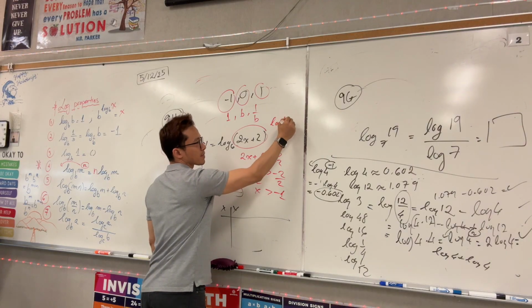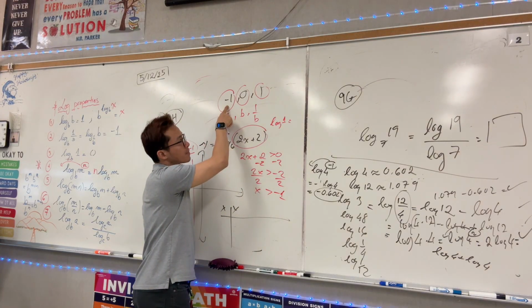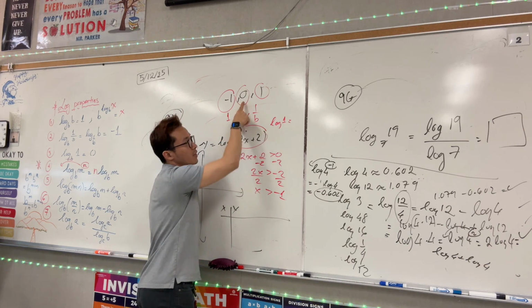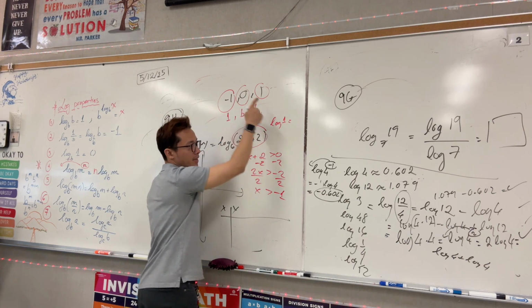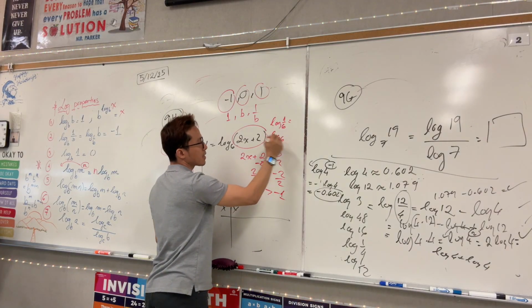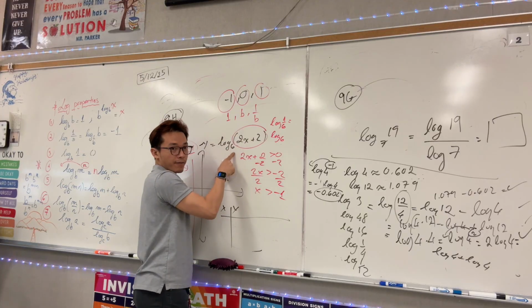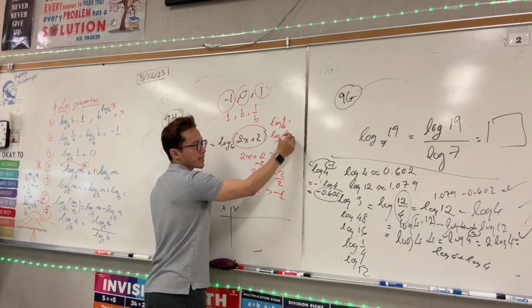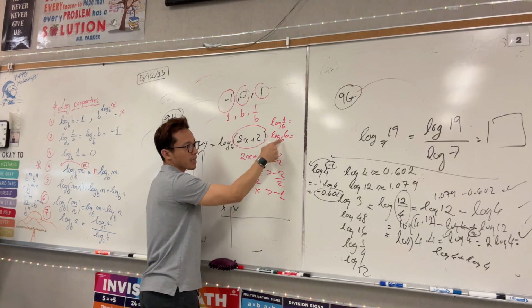What is log of 1? Oh, 0. Right? Log of 1 is always 0. This is base 6, right? Okay. What is the log base 6 of b? That means the base, the same base they gave you. So that means you need to make the inside become 6. What's the log base 6 of 6?